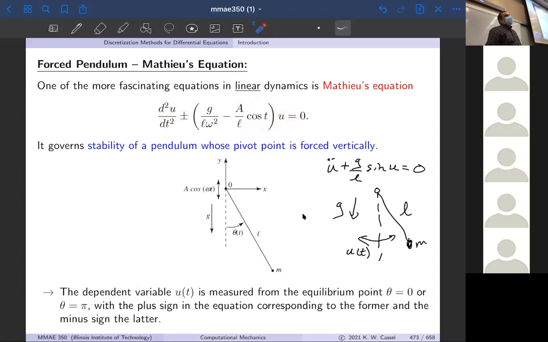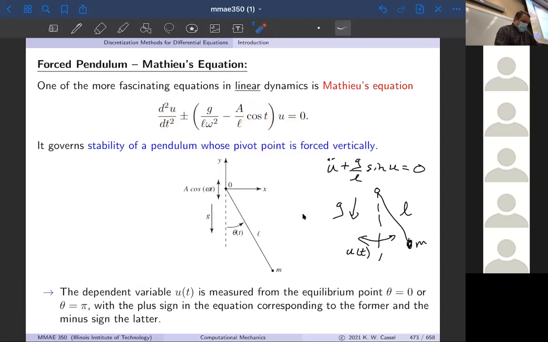This is what we call a non-autonomous system. Autonomous systems have no outside forcing, no outside influence on the system. A non-autonomous system has outside influence. In this case, it's the forcing up and down. So that's another distinction that I haven't brought up. It's not actually terribly essential for us, the autonomous versus non-autonomous distinction. All right, so Mathieu's equation.